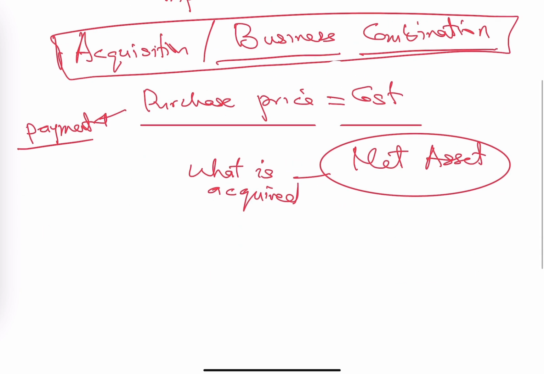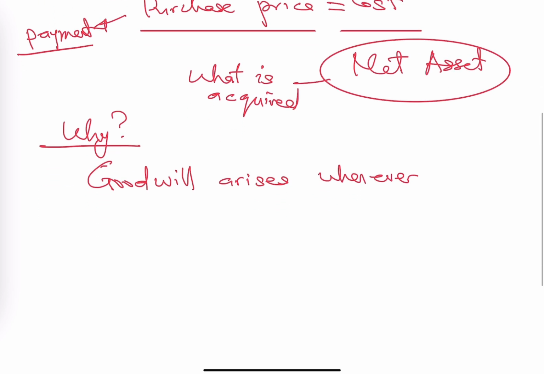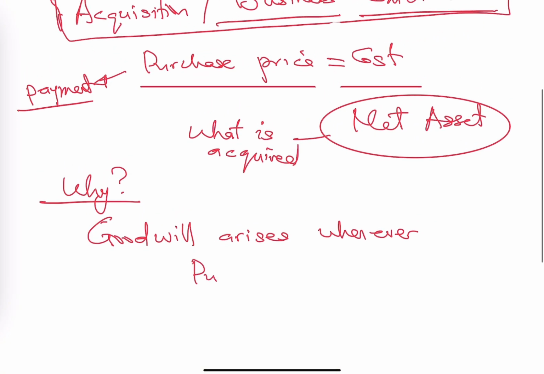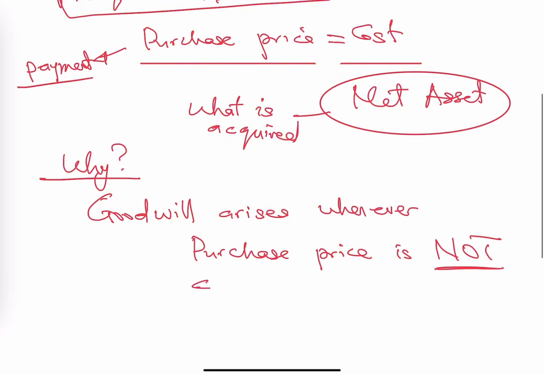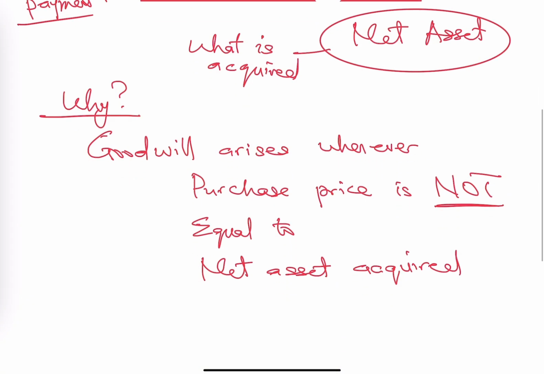So the first question is, why are we talking about Goodwill? Please note that Goodwill arises whenever the purchase price is not equal to the net asset acquired. So whenever what you paid is not the same thing as what you get, there is a goodwill.